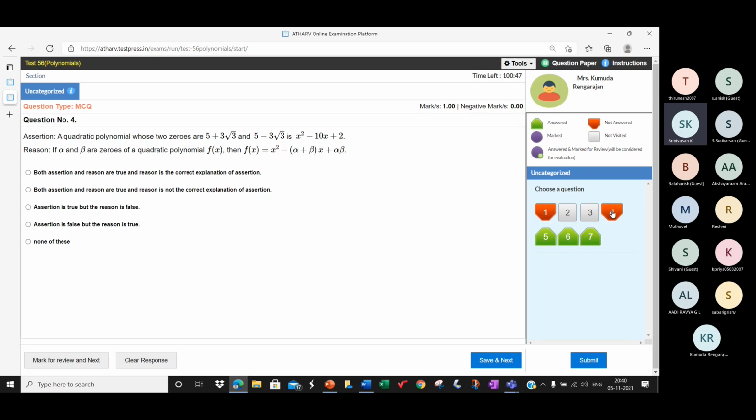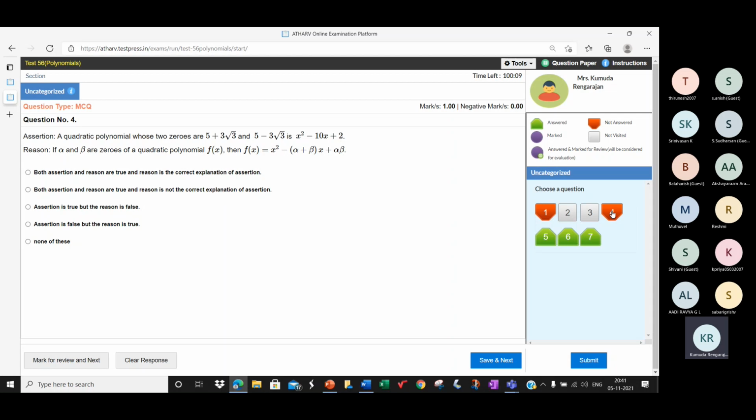Assertion false, reason true. Assertion is false. What is the polynomial? X squared minus 10x plus 2 is given. Yeah, but what is the polynomial? Ma'am, I used the sum of zeros and product of zeros. Okay. You used the sum of the zeros and product of the zeros. All right. It didn't work, is it?